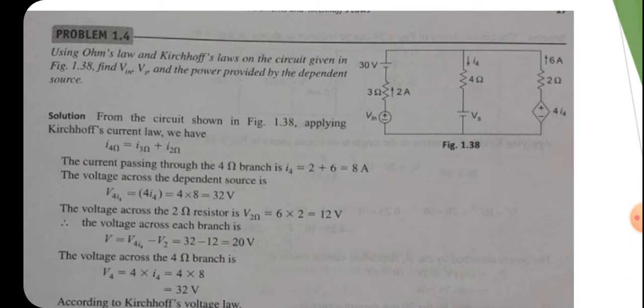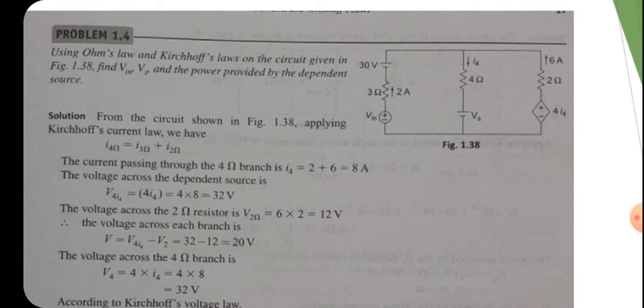At that node, current from the V in source and current from the dependent voltage source meet. So we can write that current through 4 ohm resistor, that is I4 ohm, will be equal to current through 3 ohm, that is I3 ohm, plus current through 2 ohm, that is I2 ohm. So at the point from where I4 is originating, we can apply Kirchhoff's current law so that you will get an equation: I4 ohm will be equal to I3 ohm plus I2 ohm.